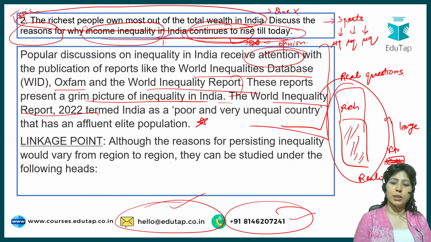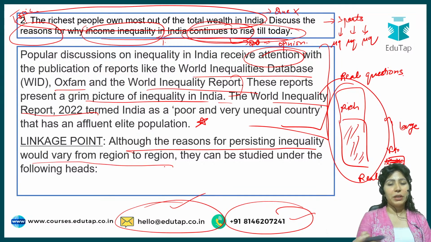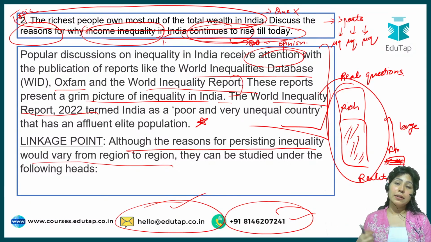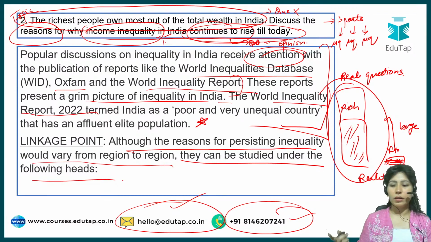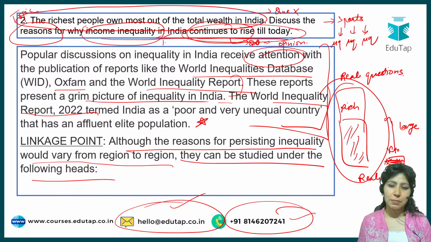And then we used a linkage point that although the reasons for persisting inequality would vary from region to region, one state could be very rich, another state could be very poor. One state could be very inclusive, in another some people could be affluent, others could be very poor. So these reasons can be studied under the following heads. So what are the headings under which these reasons can be studied?